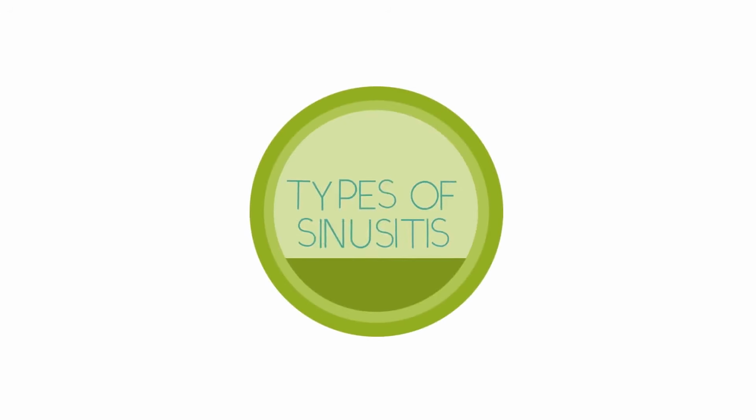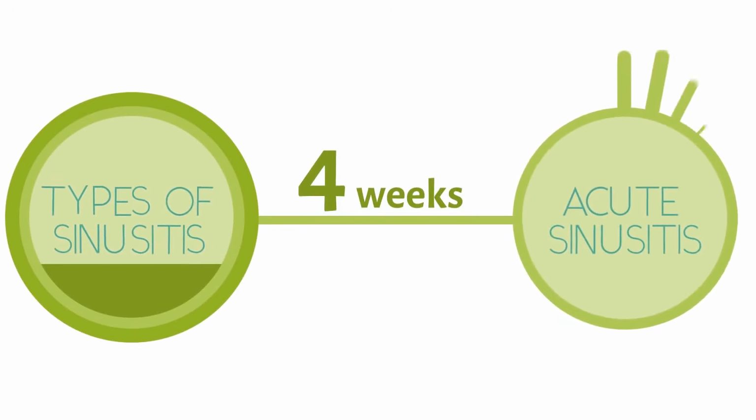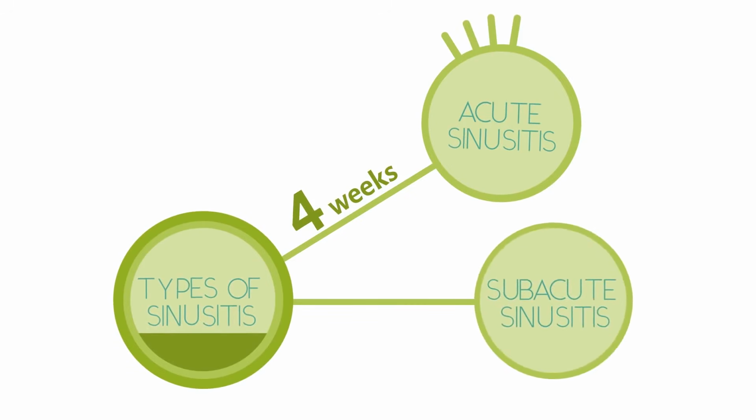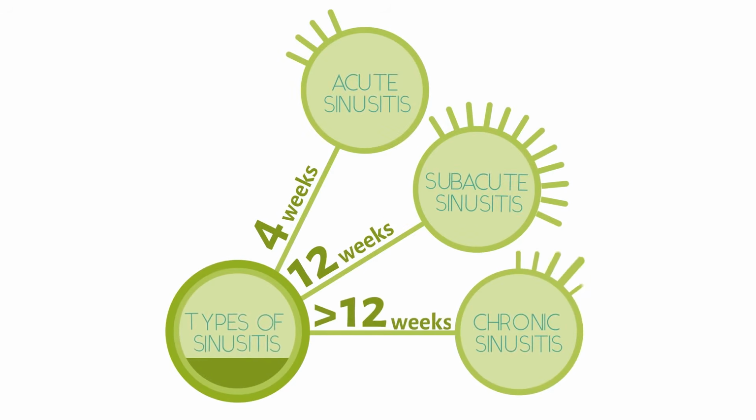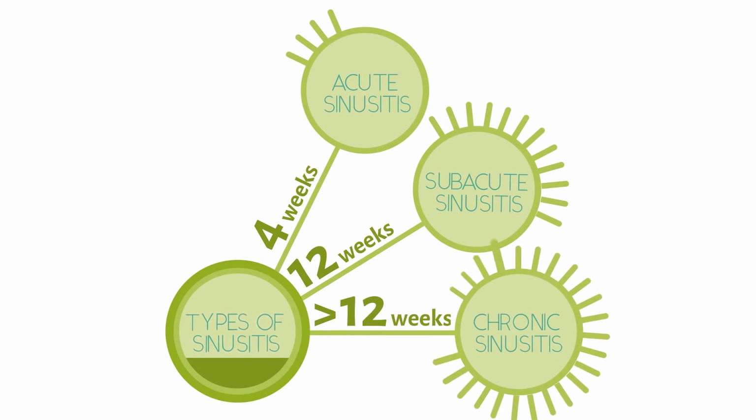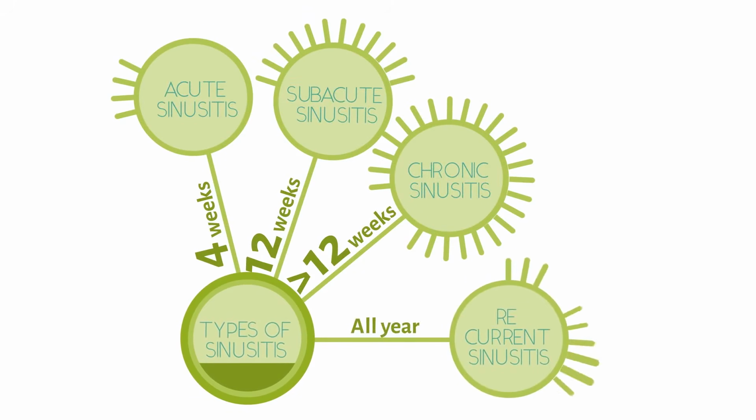Types of sinusitis. Types of sinusitis include acute sinusitis, which lasts up to 4 weeks, subacute sinusitis, which lasts 4 to 12 weeks, chronic sinusitis, which lasts more than 12 weeks and can continue for months or even years, and recurrent sinusitis with several attacks within a year.